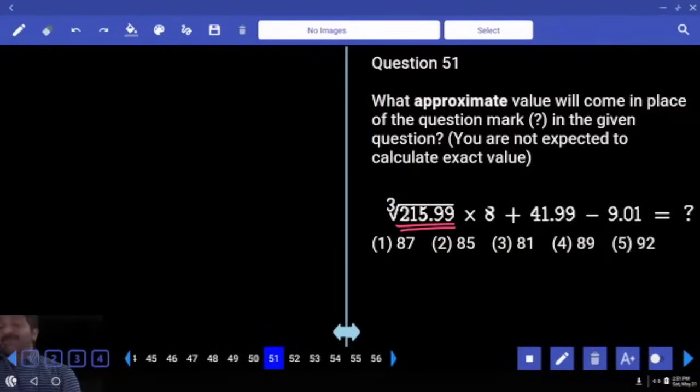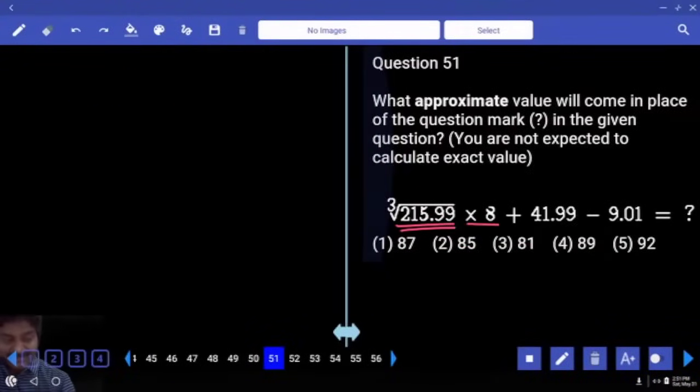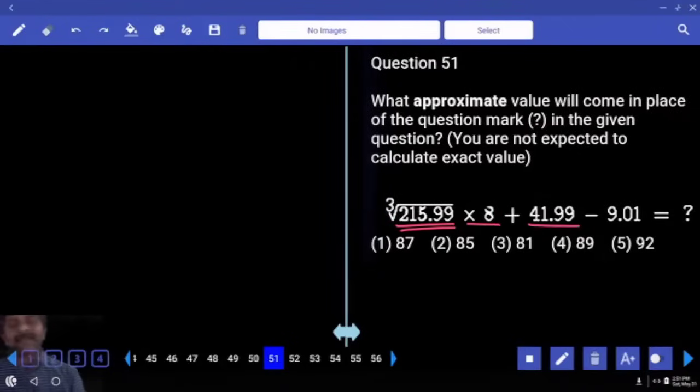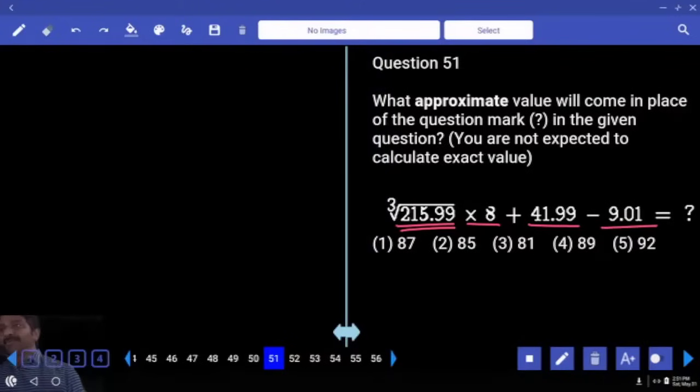Under root of 2 and 6. Cube root of 2 and 6. 6 into 8, 48 plus 42, 90 minus 9. Third option.